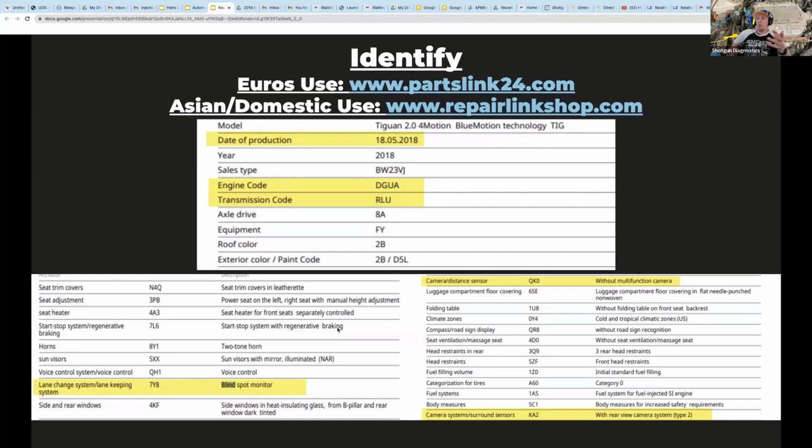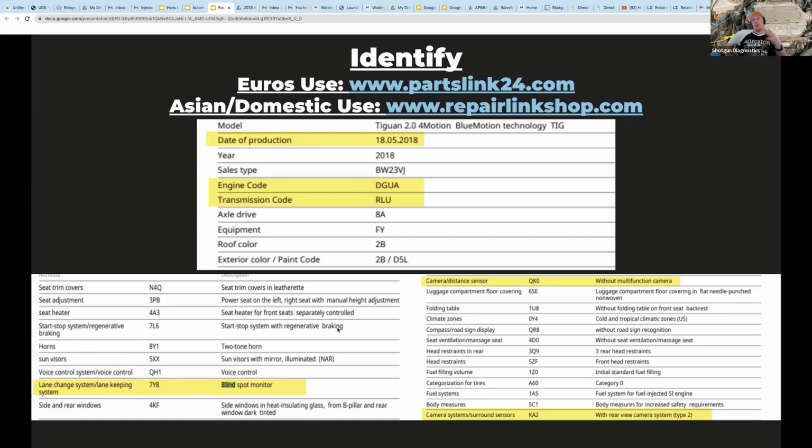However, PartsLink 24 is a great resource for being able to see the build sheet of the vehicle. So this becomes valuable on a lot of vehicles. It used to be primarily European in my experience. It's become a bigger deal on domestic and Asian vehicles now too.